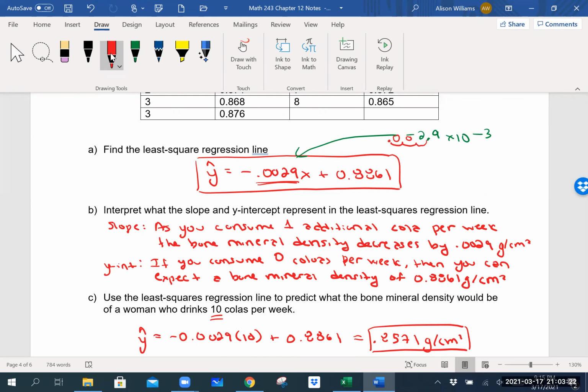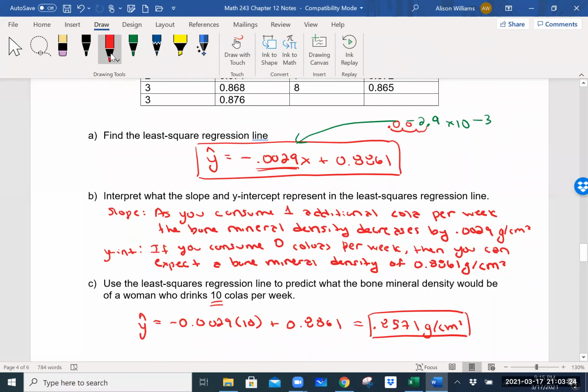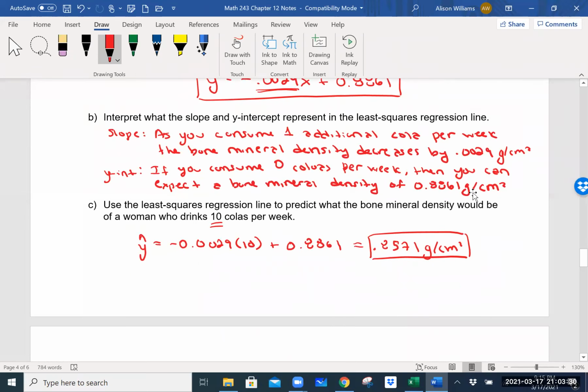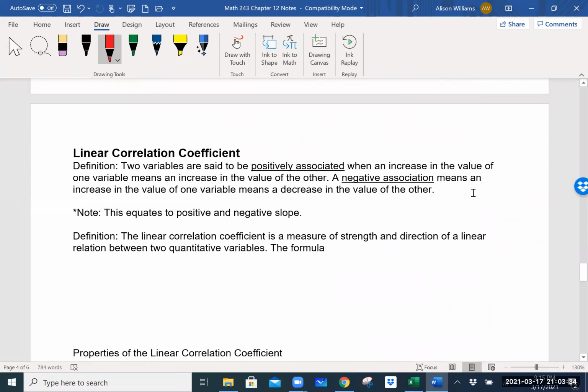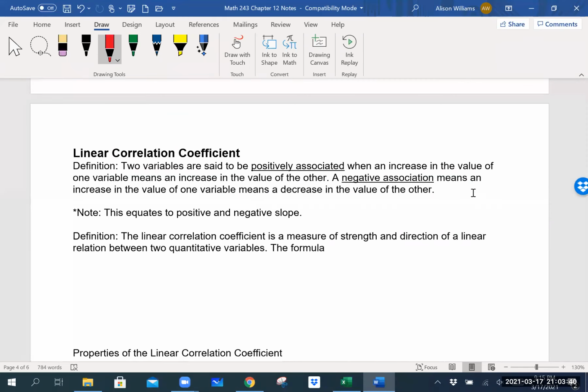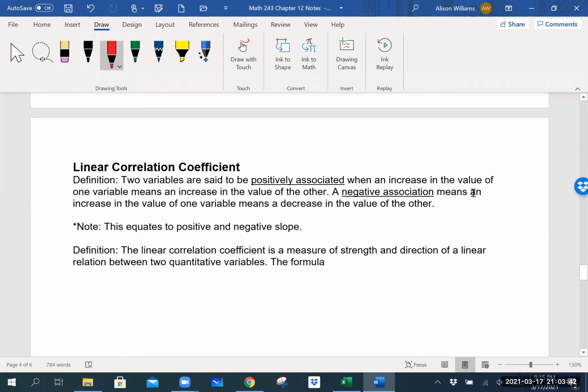Okay, now there is some other important information we can get from both Excel and Google Sheets. And it has to do with how we know the strength of a linear relationship. And that's using this thing called the linear correlation coefficient. Okay, so the linear correlation coefficient has some important properties we're going to talk about, but let me show you the formula of it first.